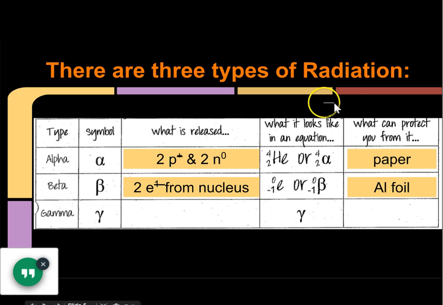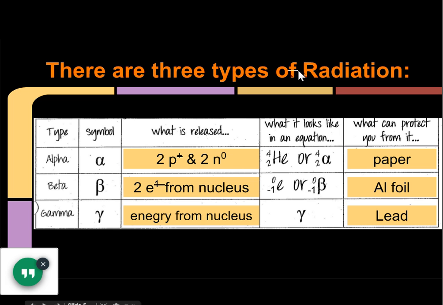Gamma radiation is the strongest, and that's just going to be some energy from the nucleus. We're not going to really discuss that because there is really no formula that we need to talk about, but that would look like a gamma symbol, and that would need lead to protect us from it. This is kind of what we're talking about when we get an x-ray. You wear a lead vest, and it protects our internal organs from gamma radiation.